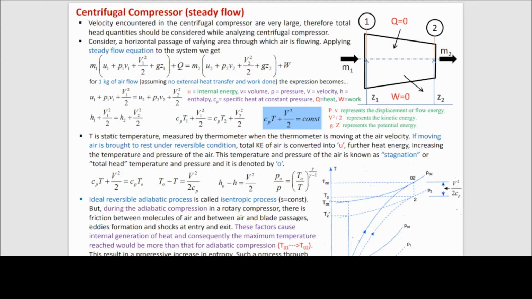The velocities encountered in the centrifugal compressor are very large. Therefore, total head quantities should be considered while analyzing a centrifugal compressor. So what it means is total head quantities, that is the stagnation pressure. So we will come to that. Consider a horizontal passage of varying area through which air is flowing. Applying the steady flow equation to the system, we get this equation.